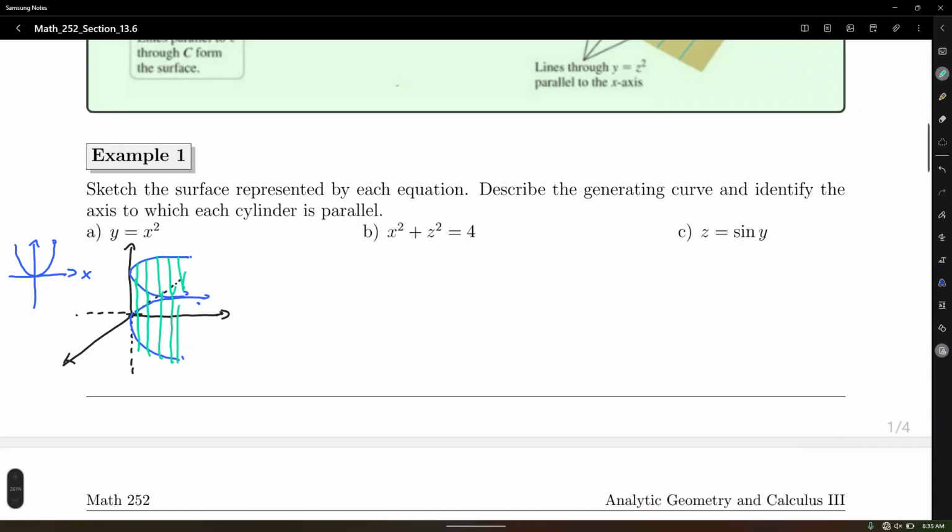x squared plus z squared equals 4. What does that remind you of? It's the equation of a circle, right? But yes, it's a circle involving the variables x and z, not the x and y like the regular circle you know from analytic geometry, right? Well, that means, okay, let's plot it in space.